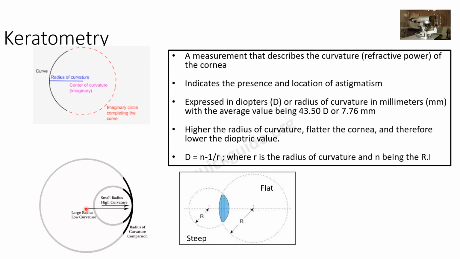But you can see when the radius of curvature is more, the bigger circle has a flat portion over here. If you think of this as a cornea, the larger the radius of curvature, the flatter the cornea will be. Smaller the circle, smaller the radius of curvature, steeper it will be. So a steeper cornea will be associated with a lower radius of curvature.